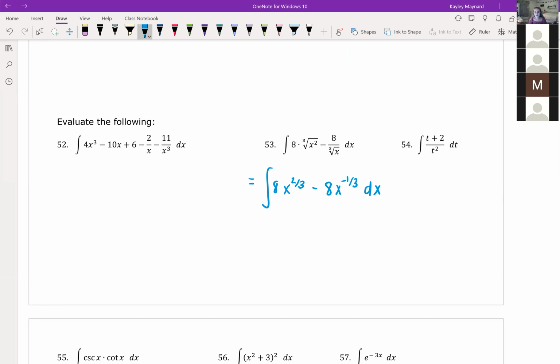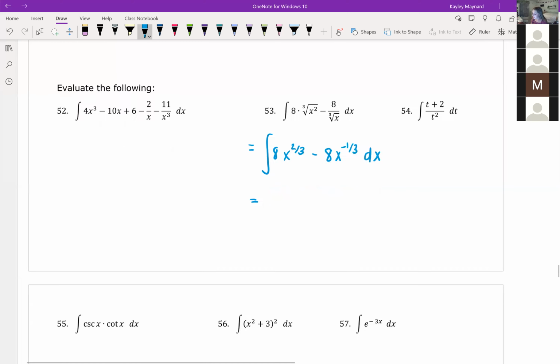So if you ever see something like this on a final, and you've got roots and things like that, I would say you can usually just rewrite it and then you're able to integrate it. Even though it might look super complicated, you're able to just rewrite the roots as exponents and then you're good to go. So let's actually integrate now.